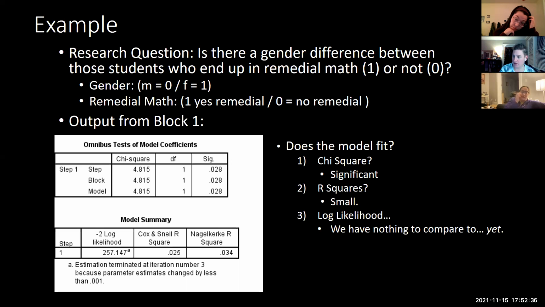Here I have data about students who end up in a remedial math class or in a standard math class. So my research question here is, is there a gender difference between those students who end up in a remedial math class and those students who end up in a standard math class? In this data set, gender was coded as 0 for male and 1 for female, and they don't have any other gender identities represented. In this data set, remedial math is 1, yes, remedial math, 0 in a standard math class. Here, this is telling me, does the model fit?